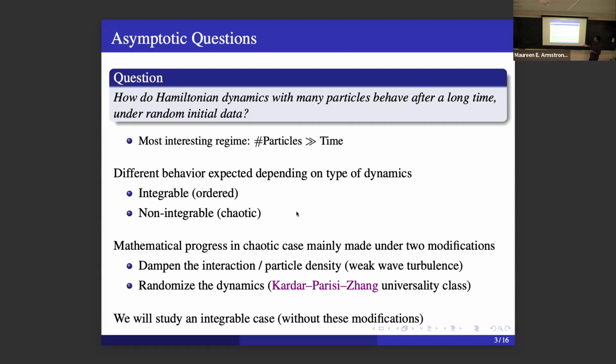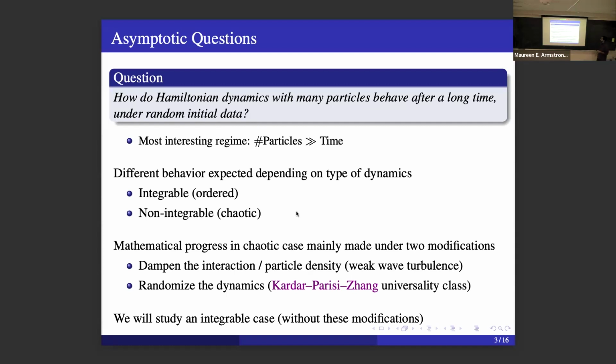Another modification that people have done is to randomize the dynamics. I've randomized the initial data here by taking some random initial data, but what you can also do is drive the dynamics according to some additional noise. So at each step of the dynamics, you add a little bit of randomness in. You're pumping noise into the system as it keeps going.